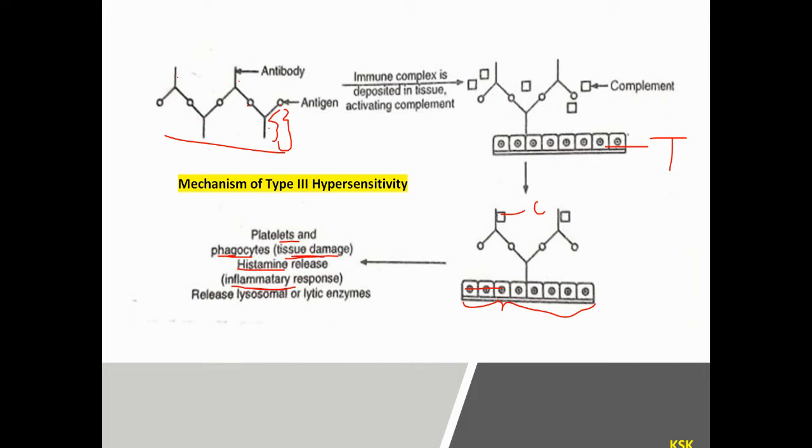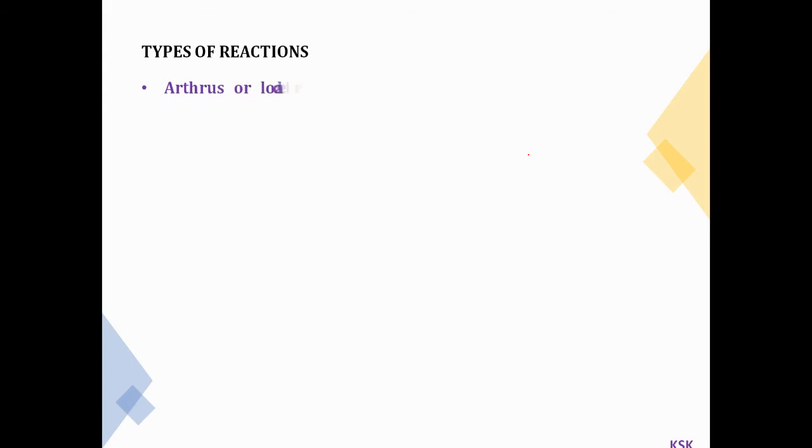If the inflammation is taking place because of histamine, suppose the complement activates the histamines, it releases the histamines, it causes the inflammation, or it causes the lysosomal or lytic cells, which cause the breakdown of these tissues or the microprecipitates of the blood vessels. This is regarding the type 3 hypersensitivity reaction. The principle is about the mechanism. We will go with the types of reactions.